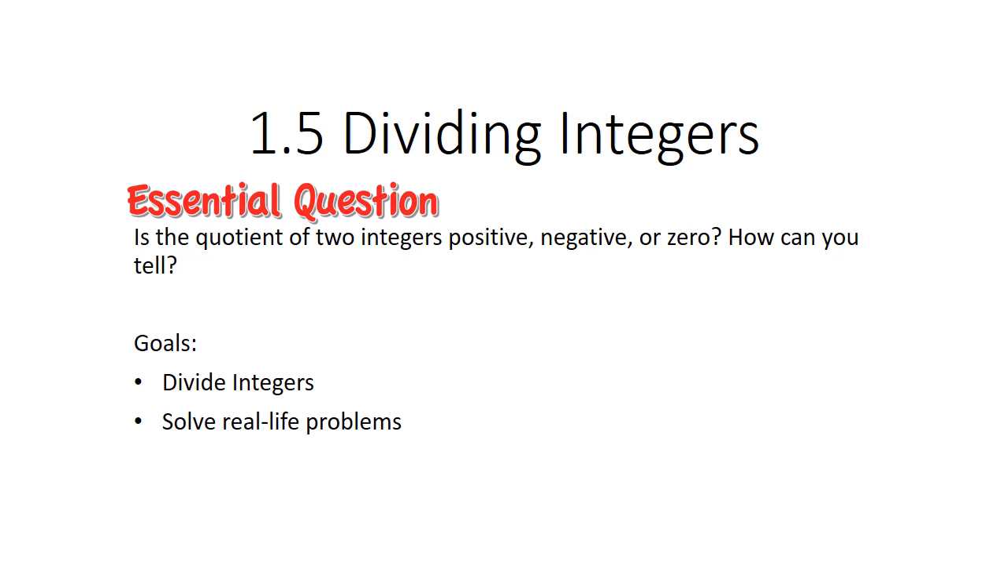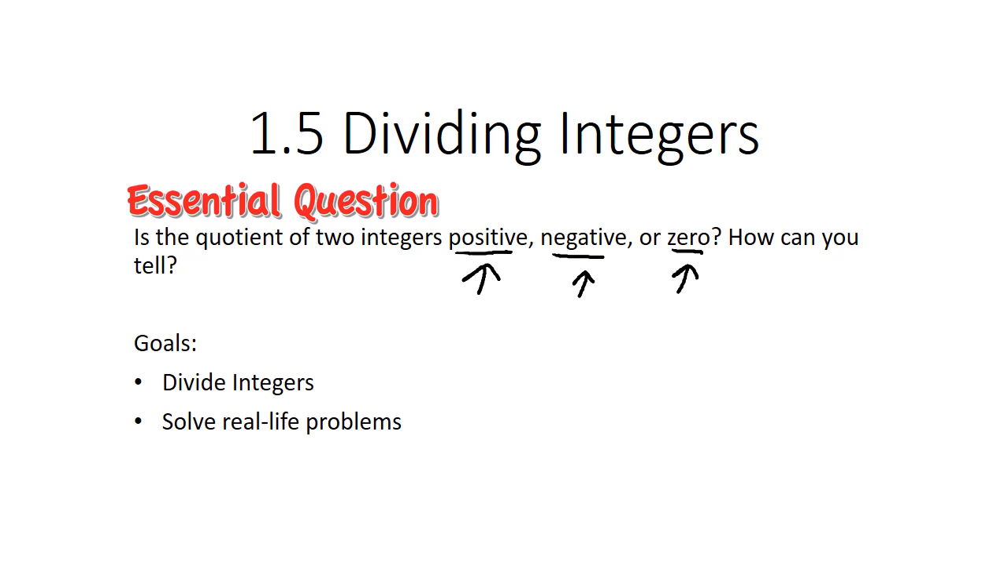So today we're going to be working with dividing integers. Our essential question for today is: is the quotient of two integers positive, negative, or zero? And how can you tell? So we want to know what situations are going to give us a positive answer, a negative answer, or zero as an answer, so we can recognize those situations and be able to spot them whenever they arise.